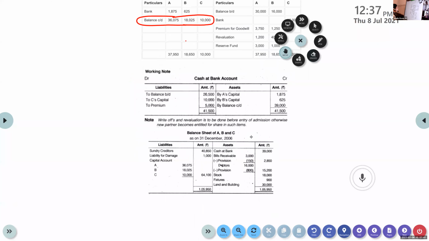Okay. Now prepare the balance sheet. So we have the new cash balance, 39,000. Bills receivable 3,000. And we have created a provision of 5%.